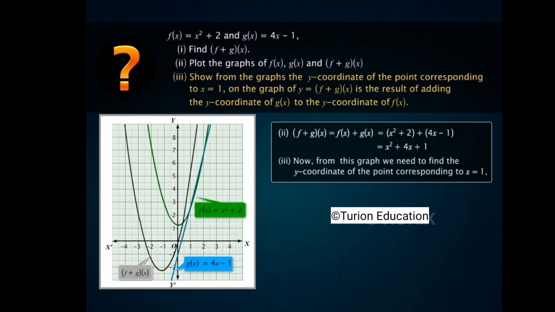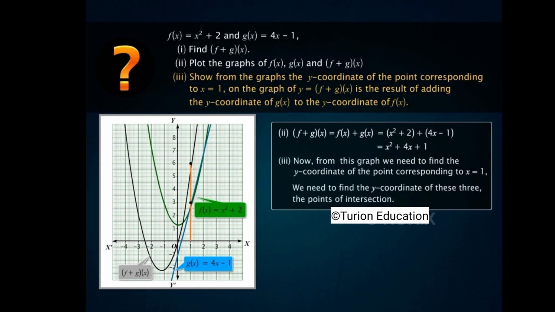Now, from this graph, we need to find the y-coordinate of the point corresponding to x equal to 1. For that, on the graph, through x equal to 1 on the x-axis, we draw a perpendicular line. We mark the point of intersection of each curve with this perpendicular line. We now need to find the y-coordinates of these three points of intersection of the line x equal to 1 with each of the curves. So, from the three points of intersection, we draw perpendiculars to the y-axis.